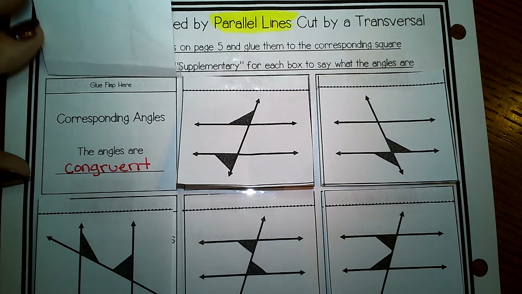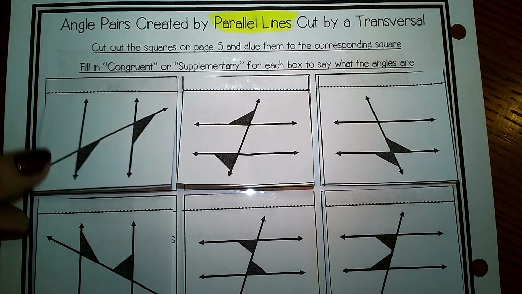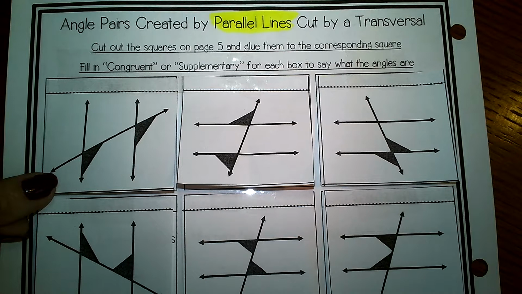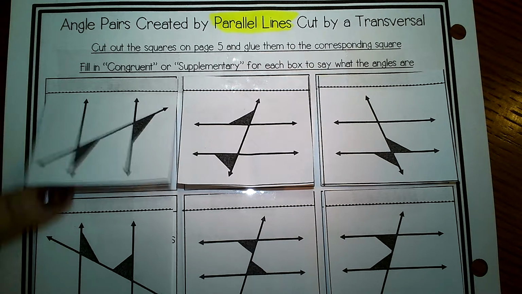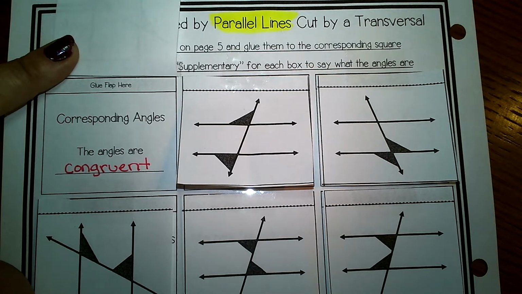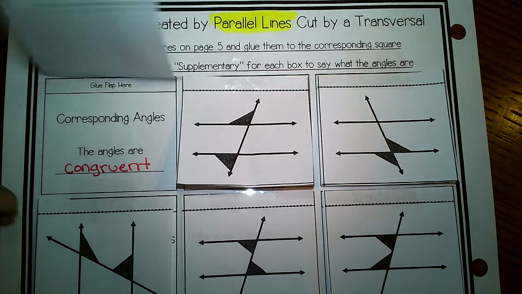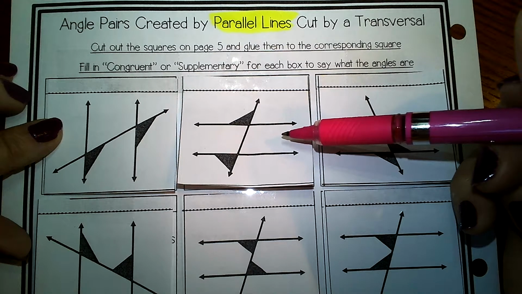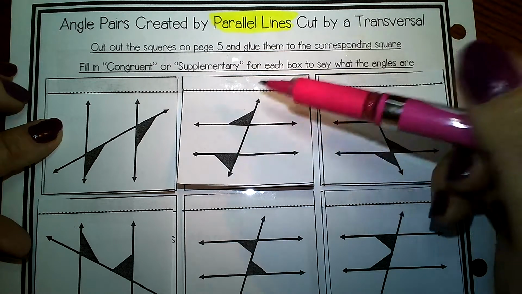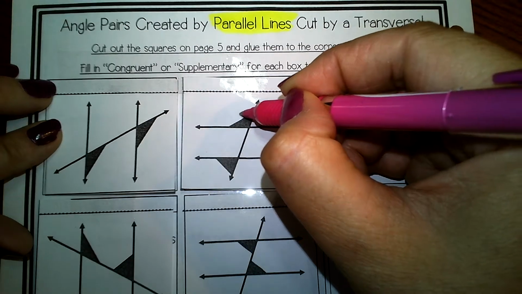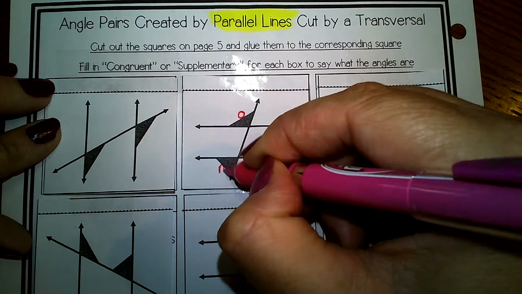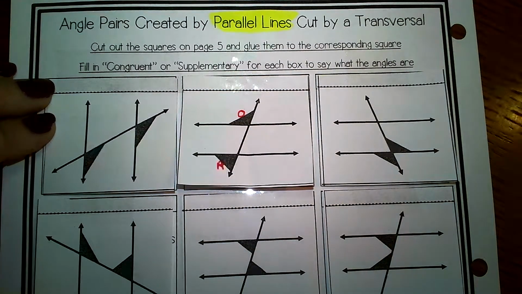So the note to make is corresponding angles, the angles are congruent. The angles are congruent in all corresponding angles. Check it out. They're equal, they're the same size. We could pop out a mini protractor and we would know that they are equal to each other. Corresponding angles are congruent.